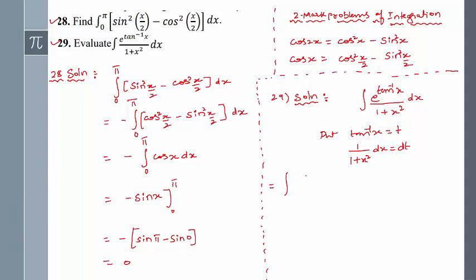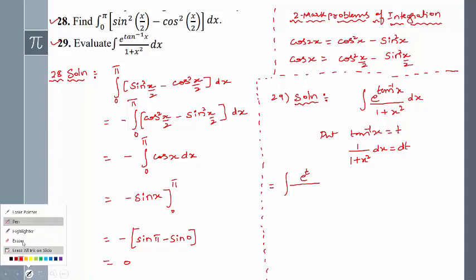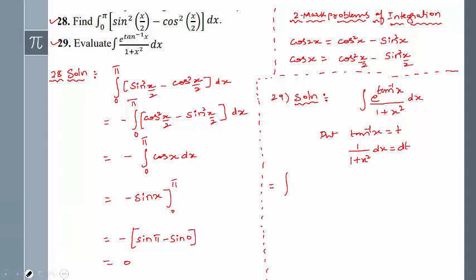the integral as the integration of e to the power of t into dt. We all know the integration of e to the power of t is e to the power of t plus c. Here we write t as it was, that is e to the power of tan inverse x plus c. Very simple problems, but you have to be very careful while solving.